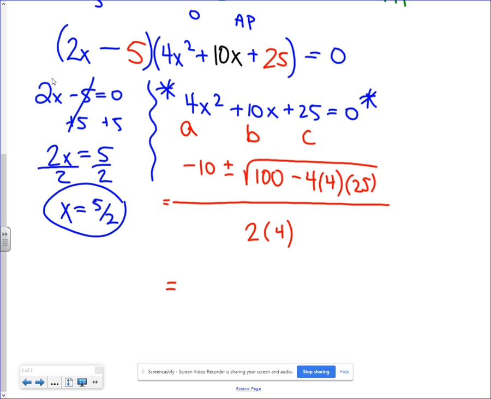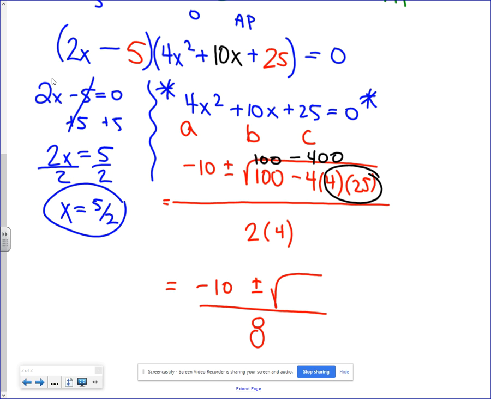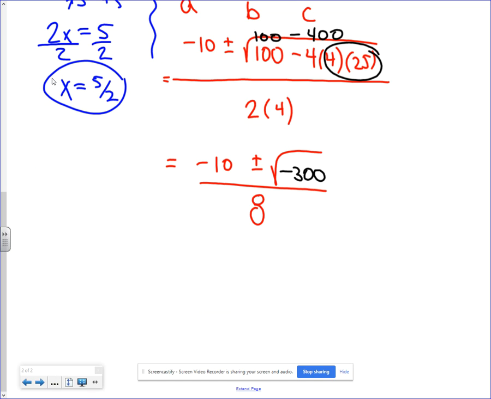So let's reduce this. This will be negative 10 plus or minus, and 2 times 4 is 8. Let's figure out what's under the square root. Well, 100 is just 100. So let's do 4 times 25. That's 100. Times 4 is 400. So under the square root, we've got 100 minus 400, which is negative 300. So our other 2 roots are going to be complex roots or imaginary roots.